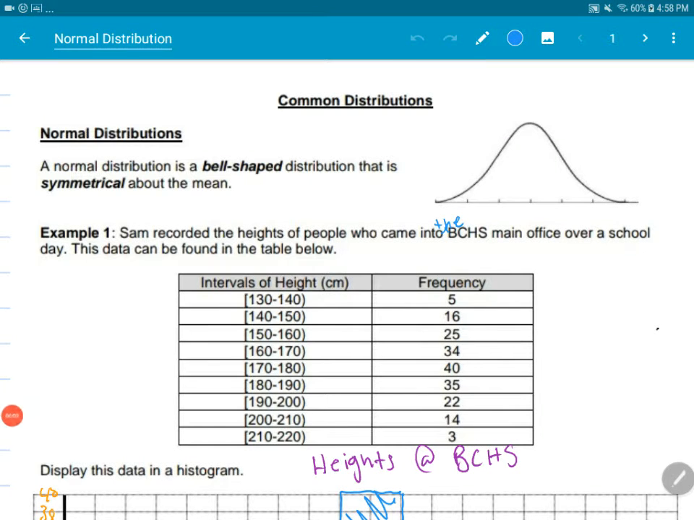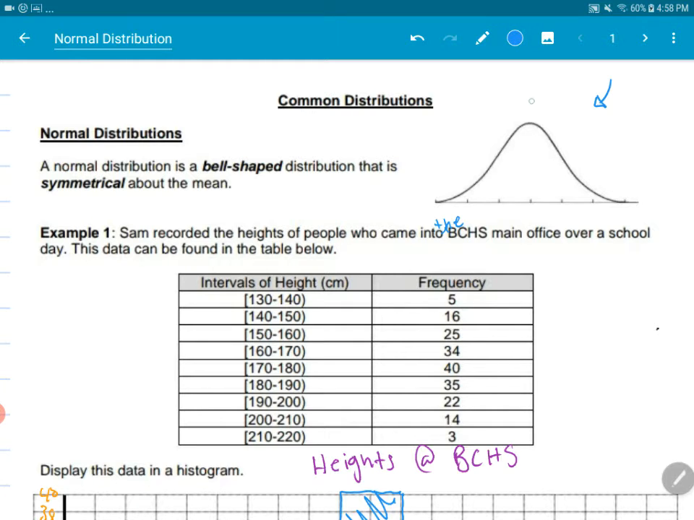Hey everyone, so today's our last official lesson for stats, and we're going to talk about some common distributions, and this has to do a lot with histograms. So the first one we're going to talk about is called a normal distribution. This is a bell-shaped distribution, so we can see a picture of it right here. It's a bell-shaped distribution that is symmetrical about the mean.